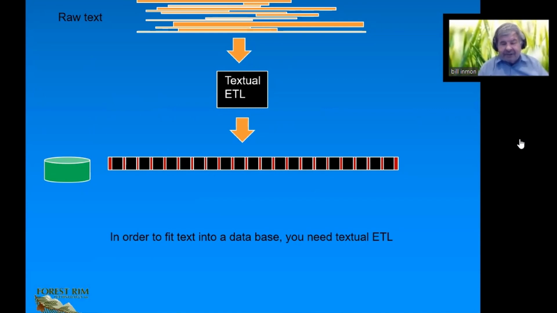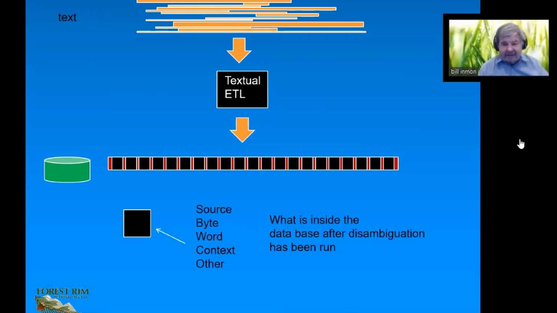And so in order for us to understand what the text means, we have to understand the context as well as the text itself. And so what Textual ETL does for you is to put your data into a database and establish the context for the text itself.